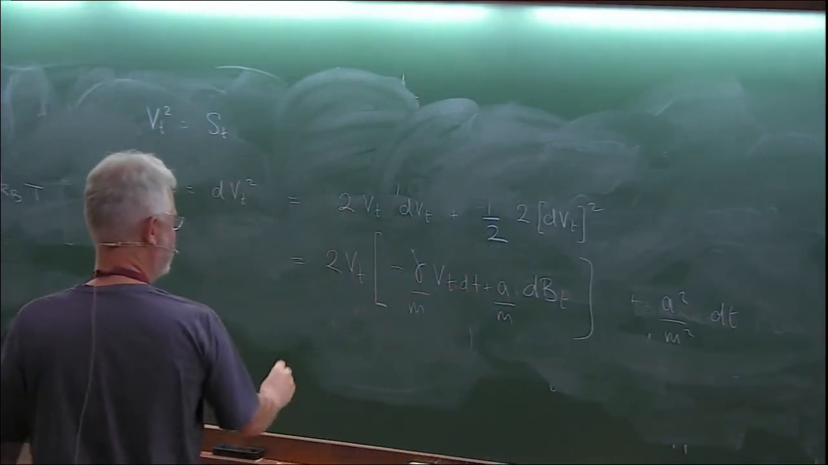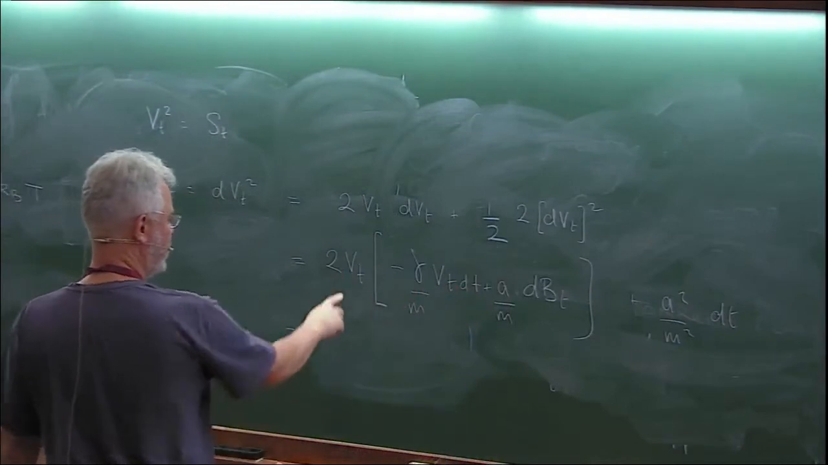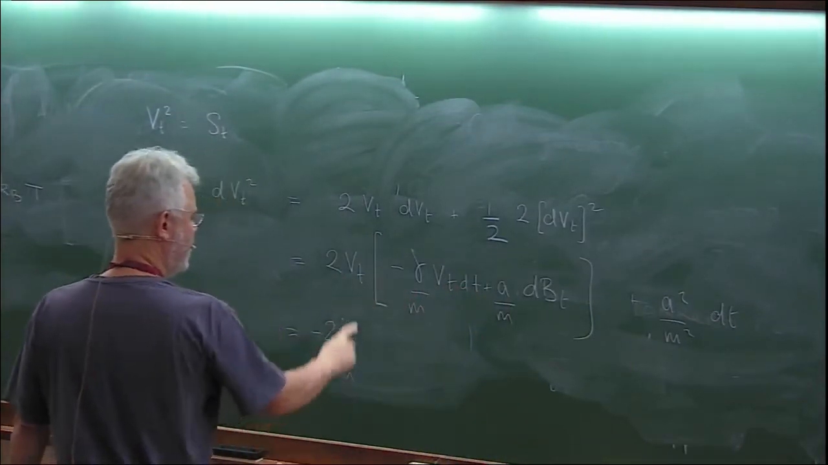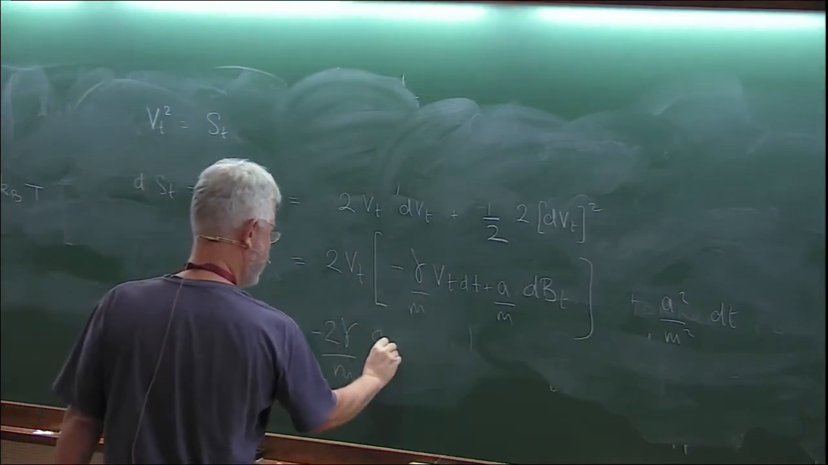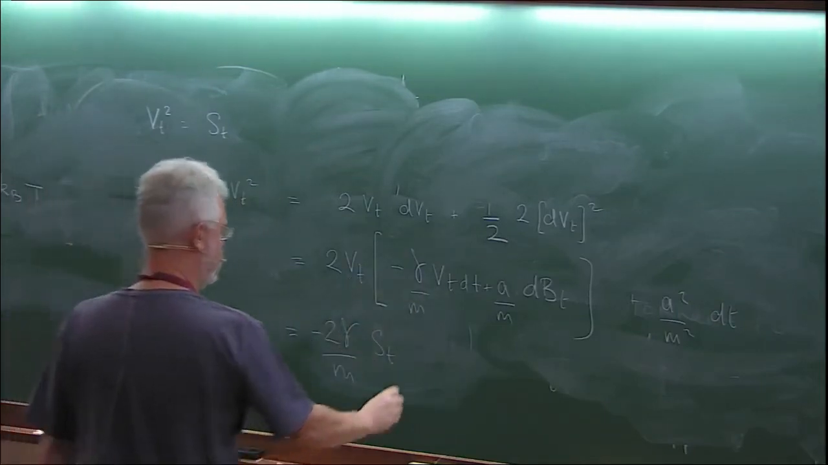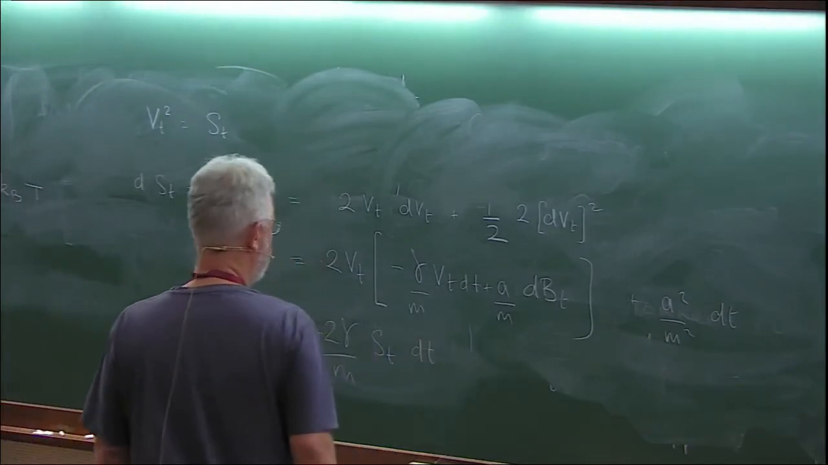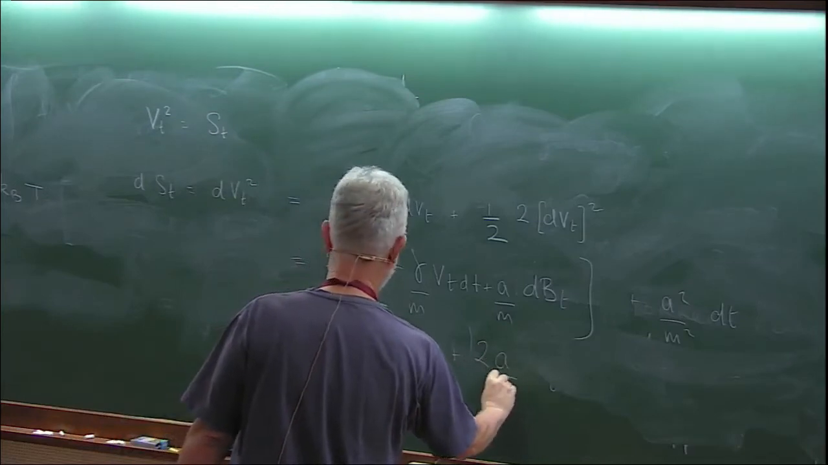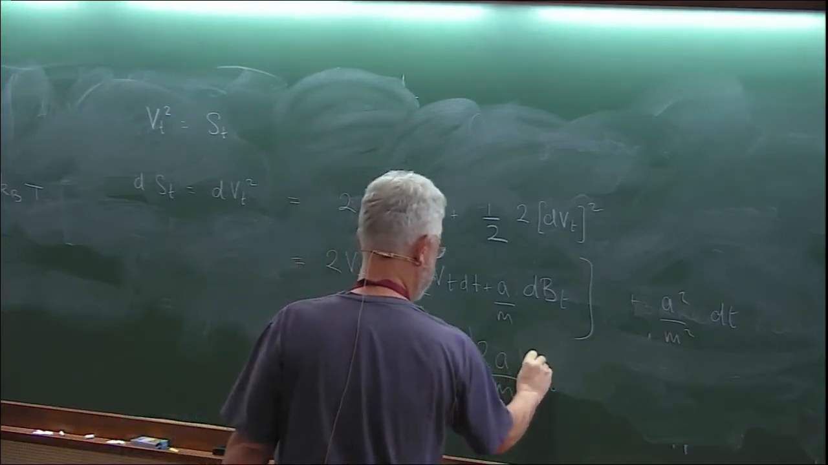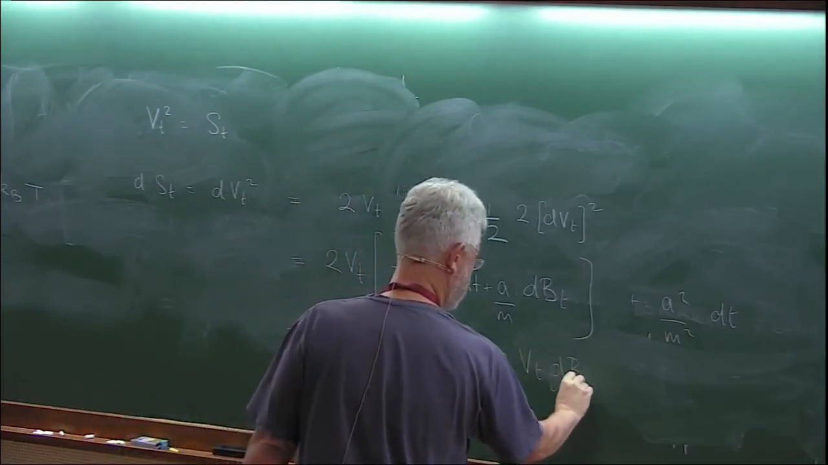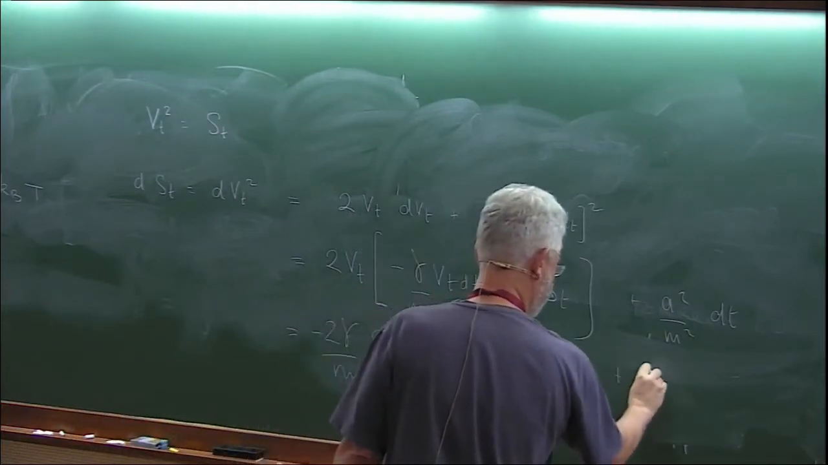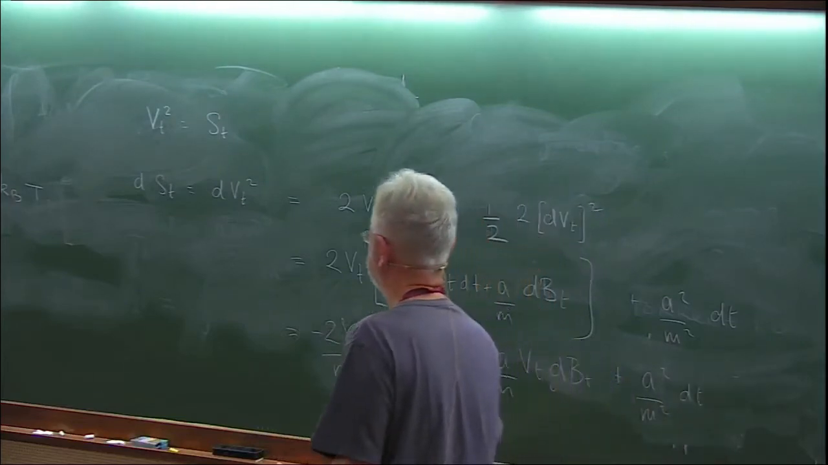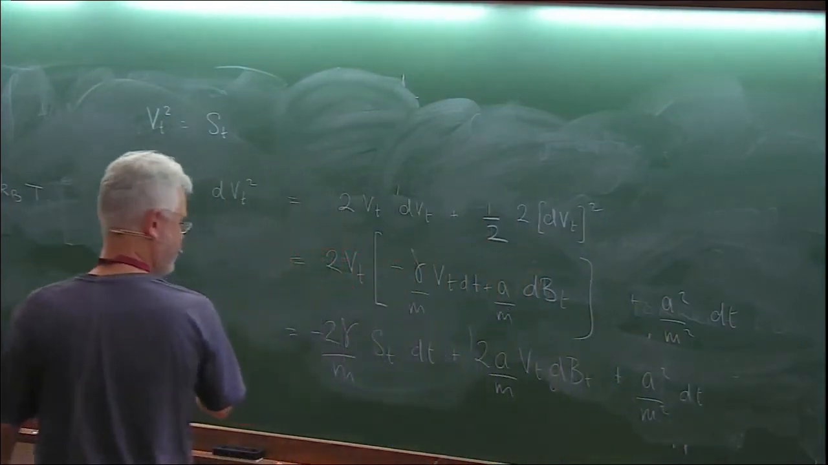So let me have a look. So this is equal to... actually, I have minus 2 gamma divided by m. I have V_t squared here. So this is just S of t, right? Times dt. And now I'm going to get plus 2a divided by m V of t dB_t plus a squared divided by m squared times dt. Okay? Now, so this is dS of t.